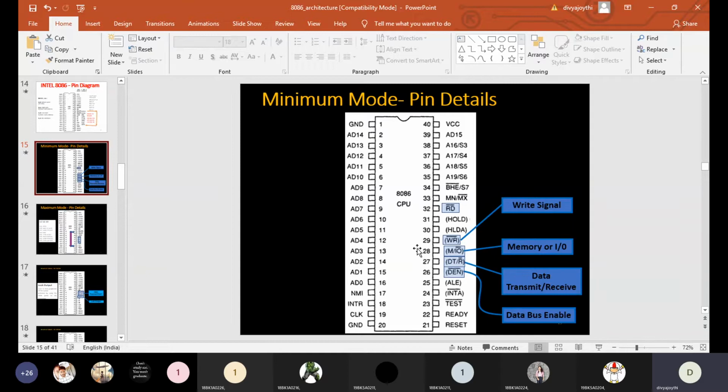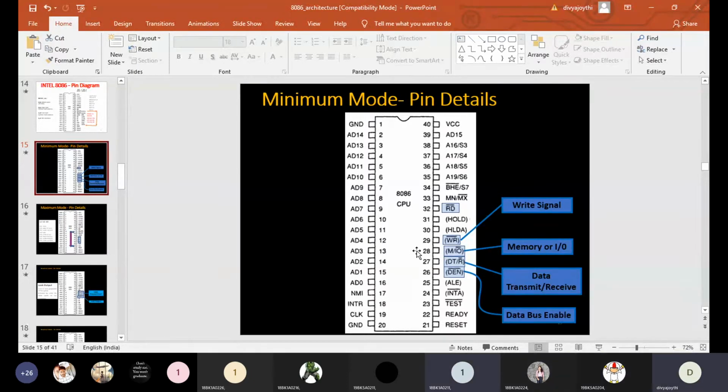The value at pin number 28 decides whether the processor is communicating with memory or with input-output devices. That information will be provided by pin number 28. If pin number 28 is equal to 1, that indicates that the processor is communicating with memory. If pin number 28 value is 0, then that indicates that the processor is communicating with input-output devices. Guys, clear with 28?